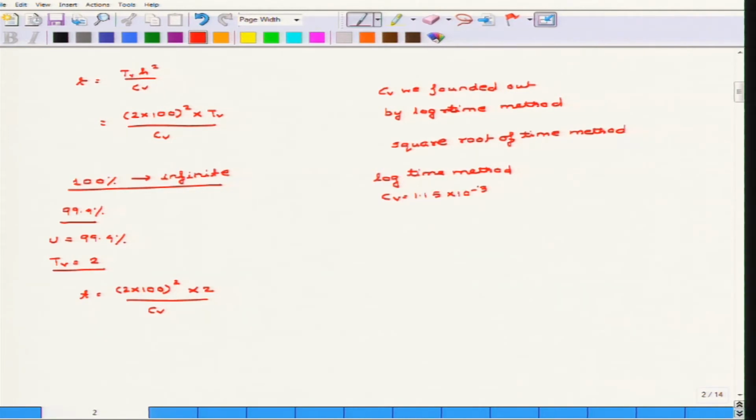Now you can also adopt the square root of time method if you think that is more suitable. And in this case we came to the conclusion that the total time required for the clay layer to reach a settlement of 34 centimeter is equivalent to 805 days, which is equivalent to 2 years, 2 months and 15 days.